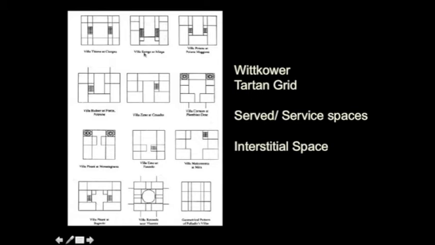So sometimes the service spaces get full of service stuff, like stairs or foyers, and sometimes the service spaces get absorbed into a larger central figure, like here at the Villa Cornaro, where the center gets big, or here at Malcontenta. Fabulous. So there you have that.